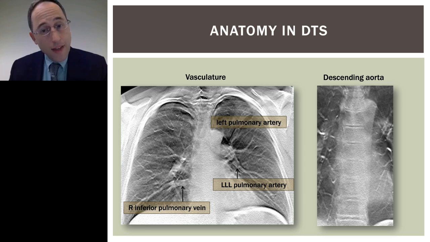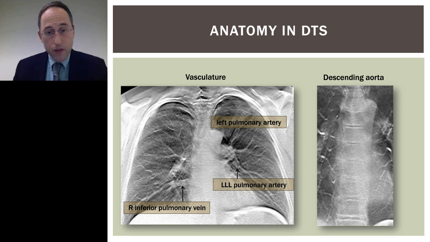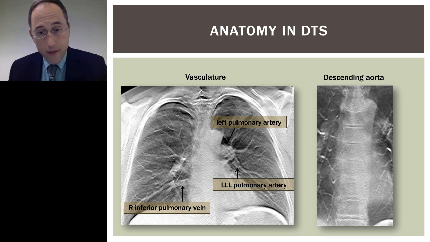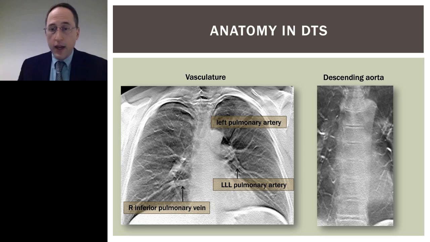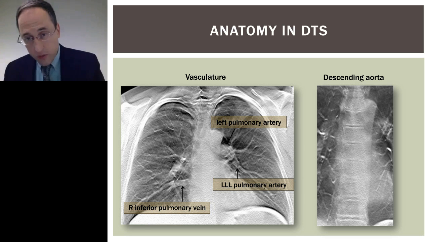Into other vascular structures, I've labeled here the right inferior pulmonary vein, the left lower lobe pulmonary artery, and you can see the main left pulmonary artery there. The descending thoracic aorta, as we scroll toward the back, you're starting to see the ribs come into view.